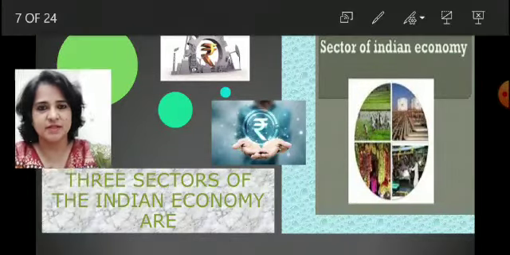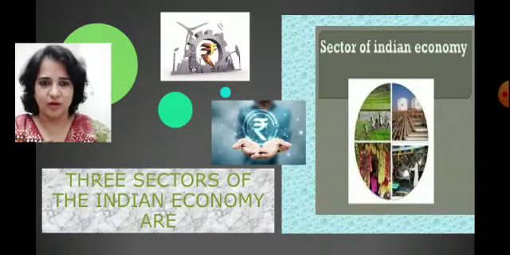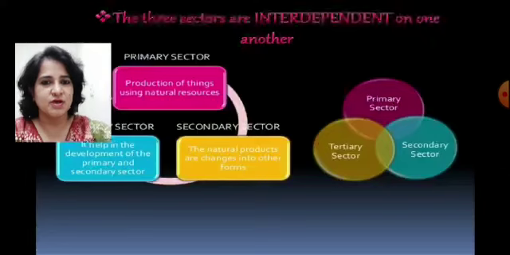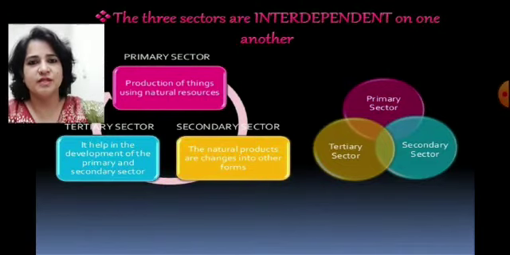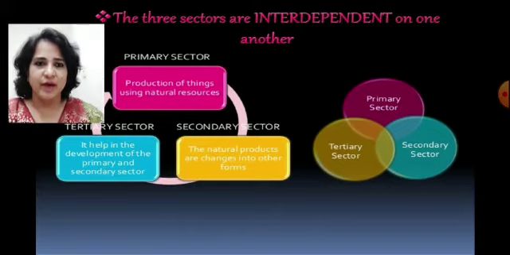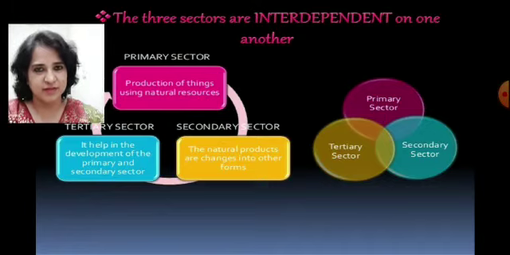Okay, now let us discuss the 3 sectors of the economy. The sectors of economy are primary sector, secondary sector and tertiary sector. For this, we must understand this flow chart. These 3 are very much visible in this diagram, connected. Let us see how it is. Production of things using natural resources is done in the primary sector. Then what happens? The natural products are changed into another form.